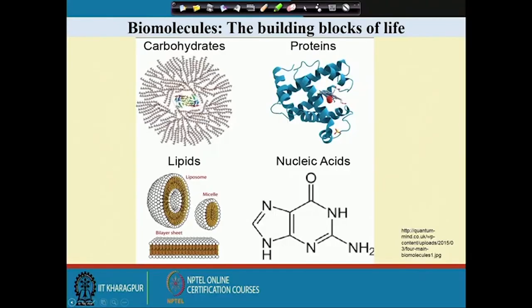Now the question comes, what are the different biomolecules present in this biochemical process? That is very important because these molecules are mostly either carbohydrates, proteins, lipids or nucleic acids. These are the major biomolecules present in the bioprocesses.